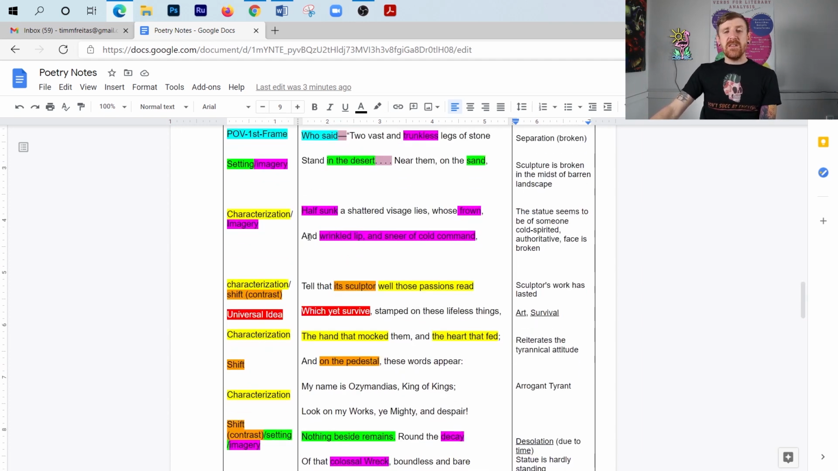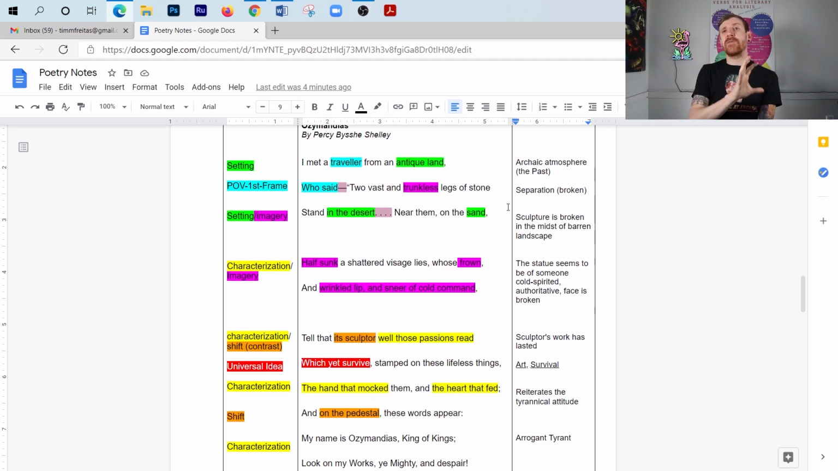So if I keep continuing here, you're going to notice that it says, "half sunk a shattered visage lies, whose frown and wrinkled lip and sneer of cold command." And now I talk about the imagery that's here that actually relates to characterization. And I say those images speak of somebody who's cold-spirited, authoritative, and it also reminds me that the face is kind of broken off of the structure itself. So we still have that idea of brokenness, right?